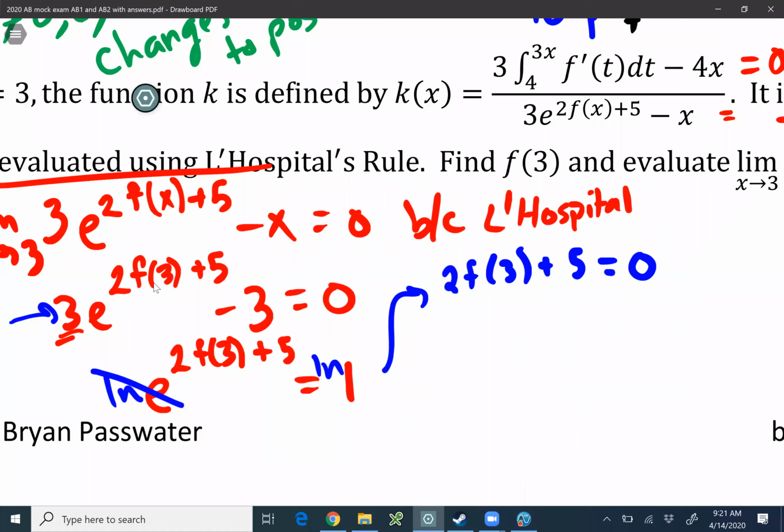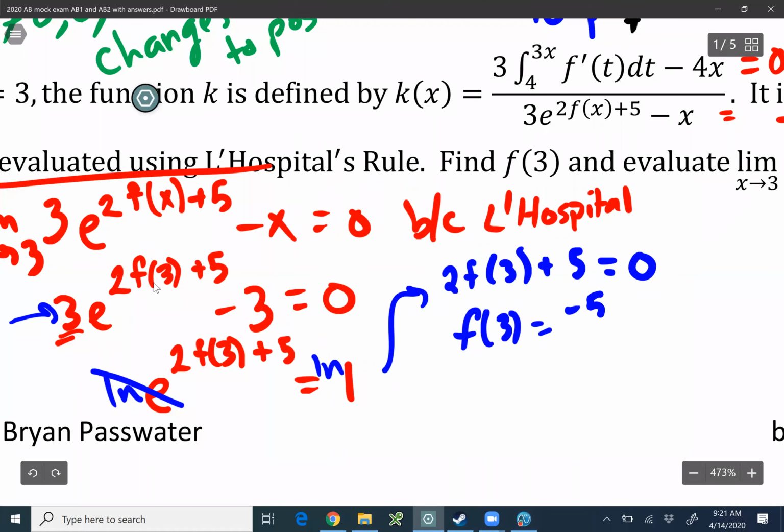So now we have 2f(3)+5. We can kind of see we're going to subtract 5, divide by 2. So we do get -5/2. So I kind of showed it by hand, but you could have also done that on your calculator. But just making sure you know, hey, that's what I'm solving for. So I need to make that my x.